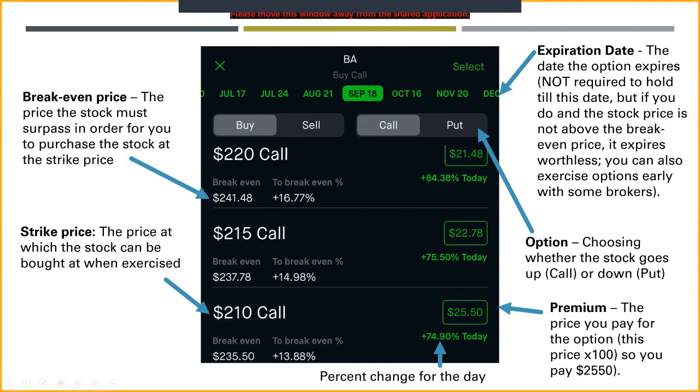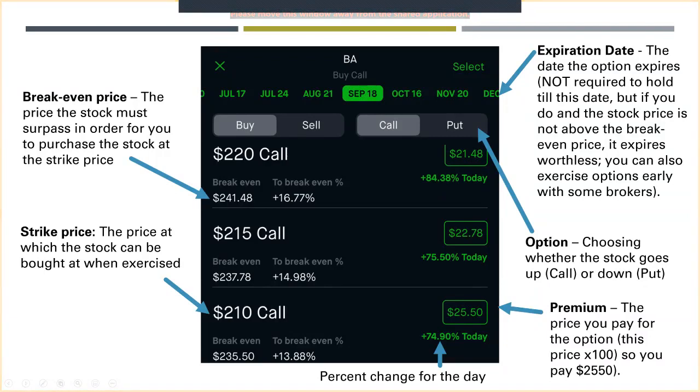Down here, we have the percent change for the day. So you see we have 74.9%. That's how much this price rose by today. So this was probably originally probably around $15 or so. I'm not really sure about the calculation, but you get what I'm saying here.